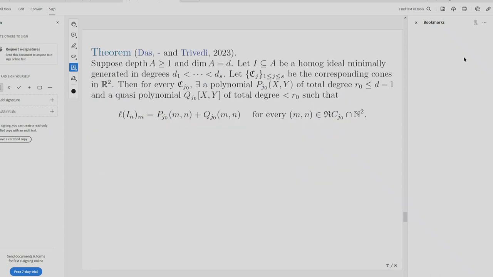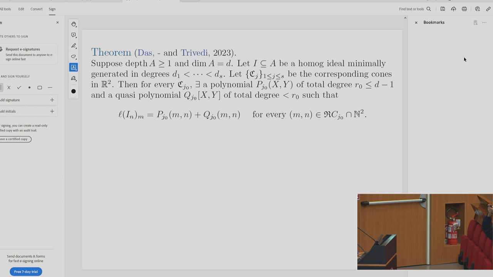And then we showed that if the depth of the ring is positive and the dimension of A is d, and here I would like to mention that we can remove the depth assumption, but then the description of d will change. In that case, if the ideal is generated in these distinct degrees and C_j are the corresponding cones, then we showed that the Hilbert function associated to the Rees algebra of the ideal is given by the sum of these two polynomials. The first one is a polynomial and the second one is a quasi-polynomial. And here we also showed that the quasi-polynomial has degree strictly less than the degree of P. So it ensures that the top degree term in the quasi-polynomial is constant.